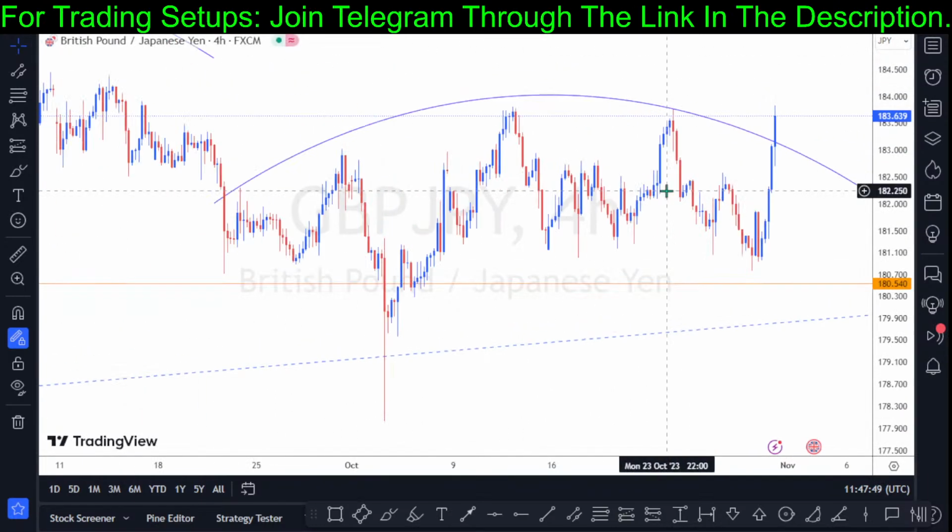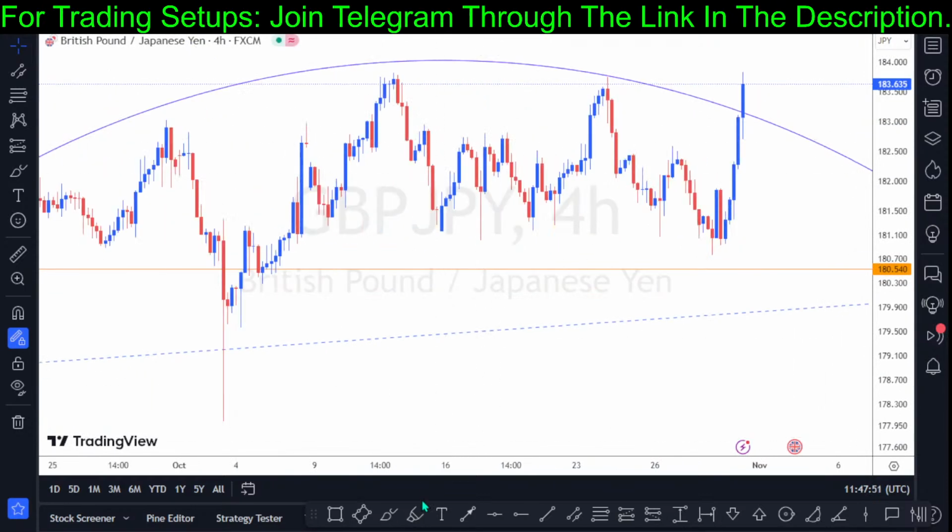As a day trader, if you are looking out for an entry, day trading means you are trying to trade on intraday charts. So you have to navigate to the 4-hour, 1-hour, and maybe the 15-minute chart.